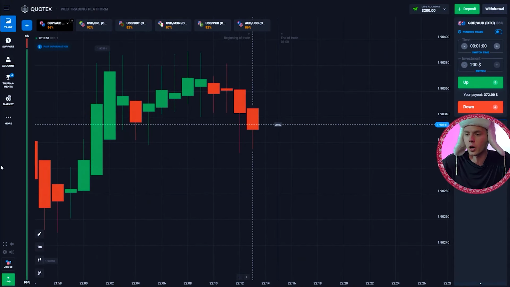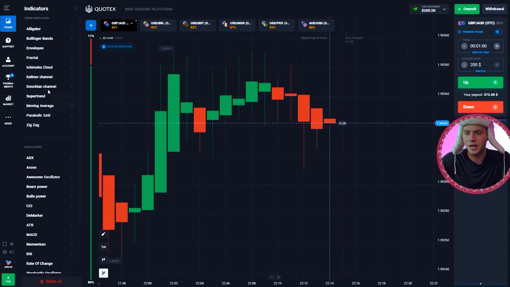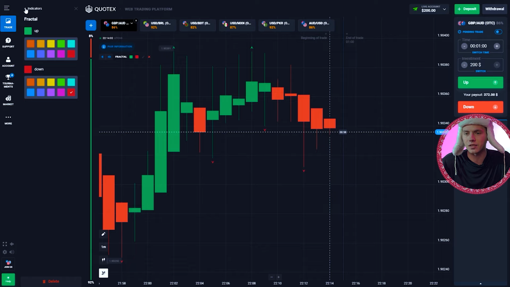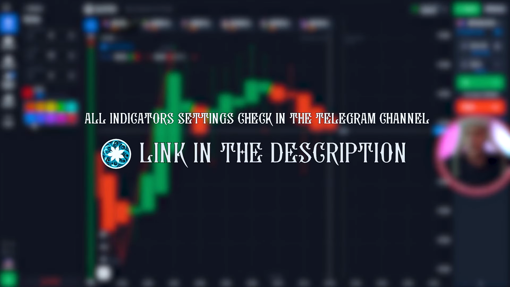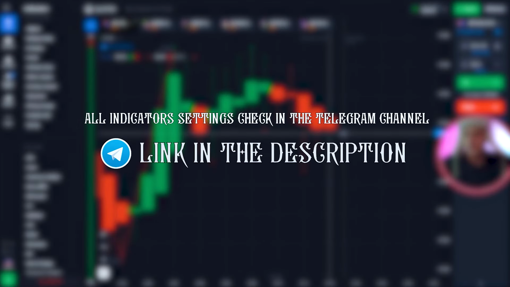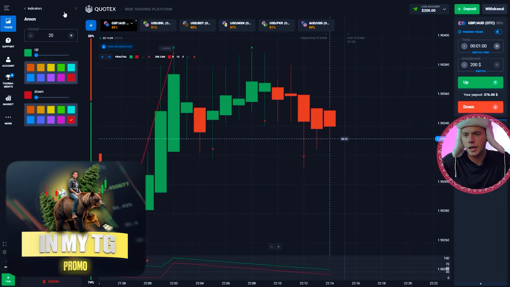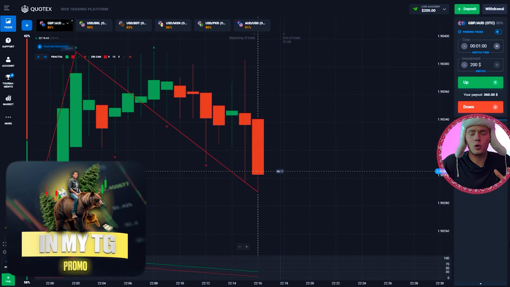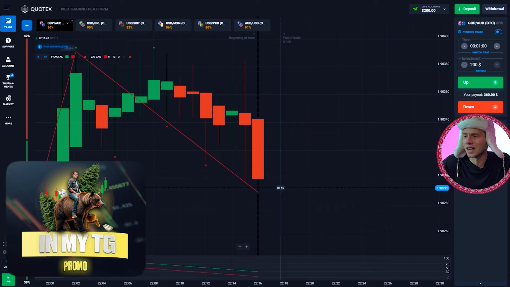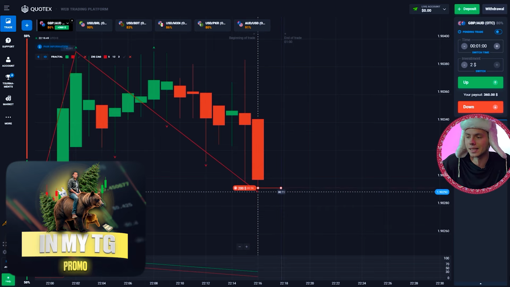So right now what I will do is set up the workspace. Let's choose the indicators first. Okay, here we have fractal, zigzag, Aroon, very good. Okay guys, here is our first trading pair. Right now I'm opening a down trade, a sell trade.